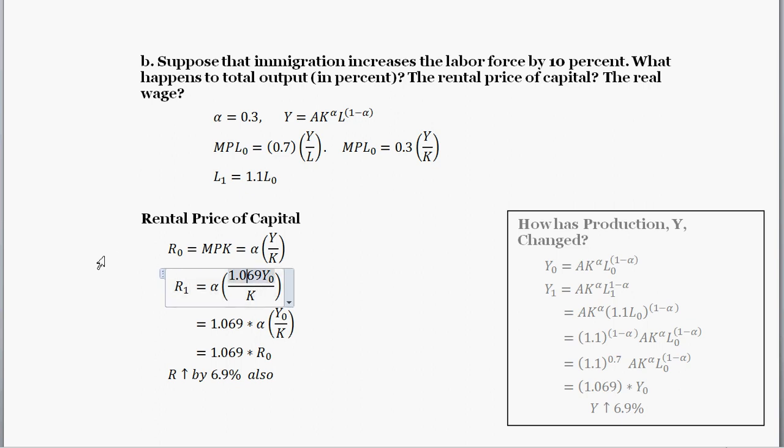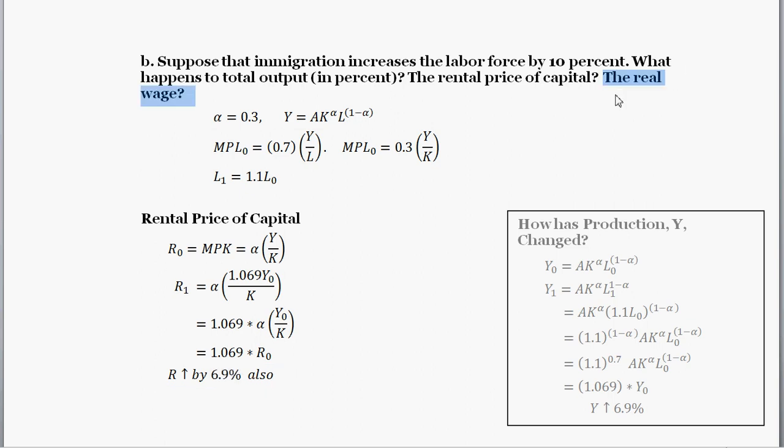How we figured that out is we took the initial rental rate of capital, we then plugged in the changes. Alpha is the same, nothing changed with alpha, that's still 0.3. Capital is the same, we're told nothing changed with capital, but output definitely has changed. We just found that output changed by 6.9%. So plugging that in and simplifying, we see that the new rental rate of capital is 1.069 times the old rental rate. So that means the rental rate of capital has gone up by 6.9%.